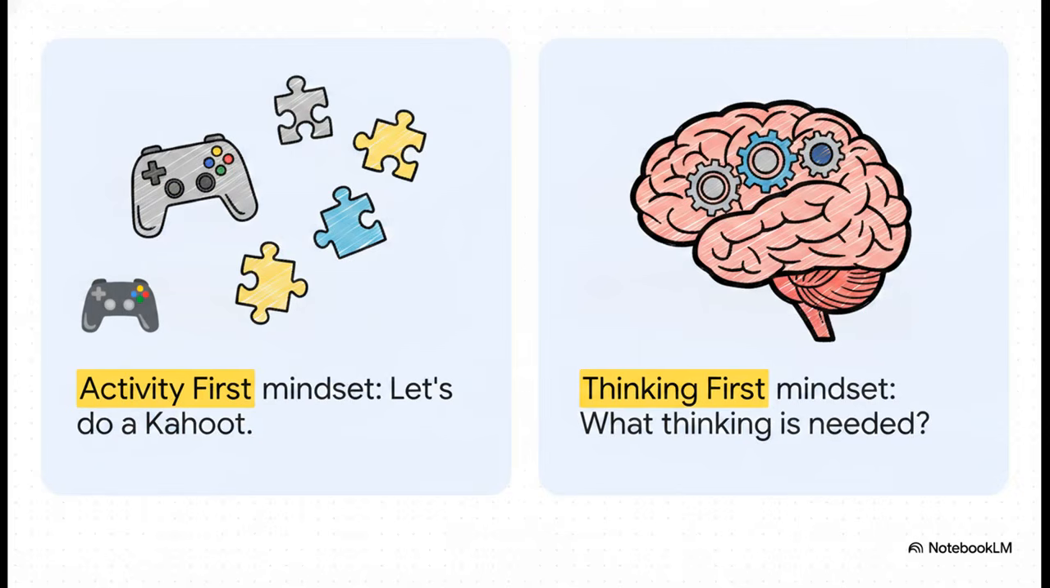And that brings us to a crucial paradigm shift. We need to move away from what we'd call an activity-first mindset. One of the most common traps in active learning is starting the design process by picking an activity. We say things like, hey, I think I'll use a Kahoot today, or let's do a Padlet. Instead, we need to shift towards a thinking-first mindset. The very first question shouldn't be about the tool at all. It should be, what kind of thinking do I want my students to do today?